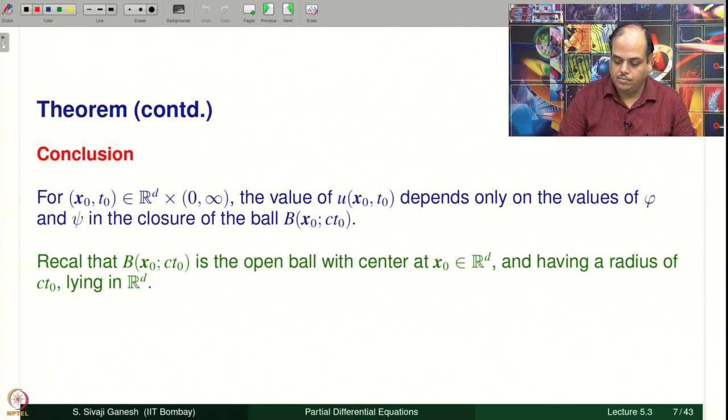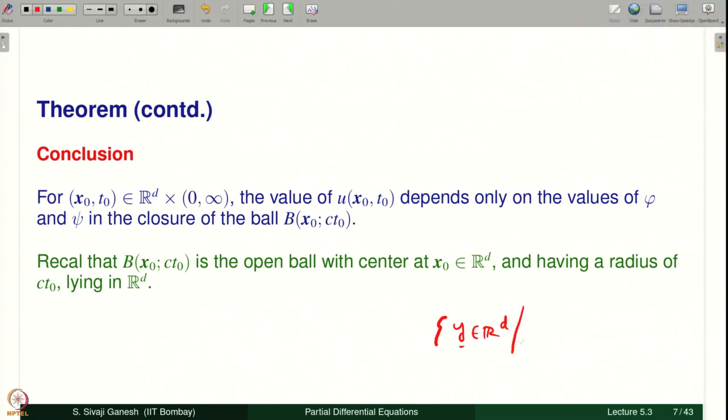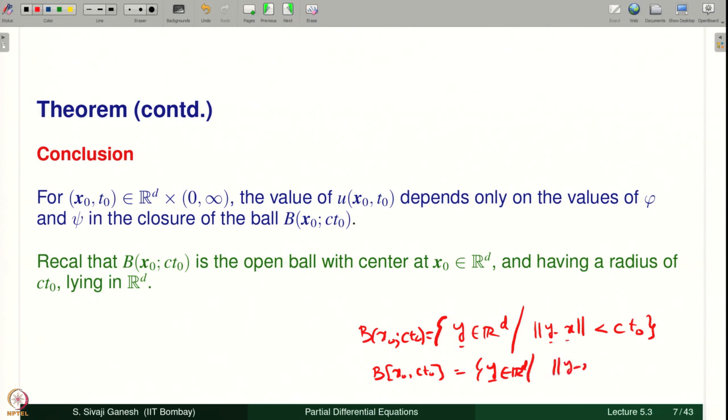So, maybe we just briefly write what that is. Those elements in R^d whose Euclidean distance from the point x_0 is less than c t_0. This is the open ball. And the closed ball, for which let me introduce a good notation, is those elements y in R^d such that |y − x_0| is less than or equal to c t_0.